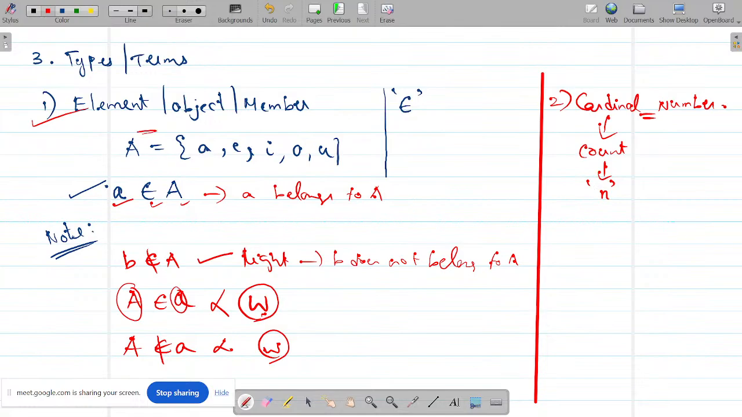So I'm talking about the second example. A is equal to {a, b, c, d, e}. Then what is the cardinal number of A? It has 5 elements, so 5. So we represent it as n of A is equal to 5.